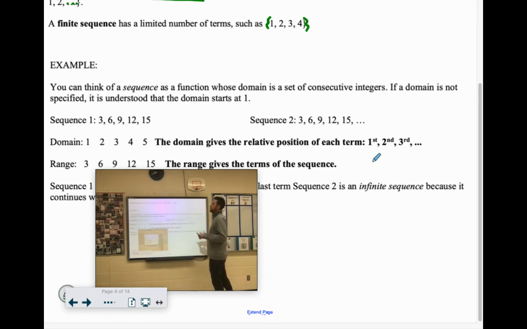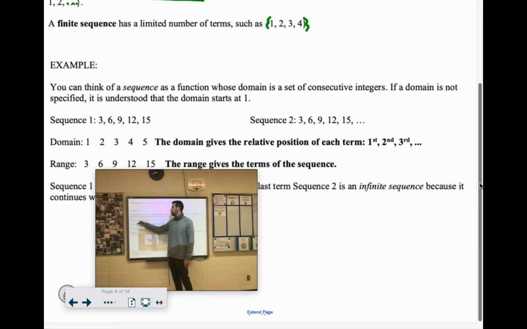All right, so think of a sequence as a function, right? And a function is like an equation that we just keep inserting x's into. And the domain gives the position. So if you look at sequence 1 here, it says 3, 6, 9, 12, 15. The domain would be like the term numbers. So term number 1 is 3, term number 2 is 6, term 3 is 9, term 4 is 12, term 5 is 15. So those are like our domains or our inputs, the term number.